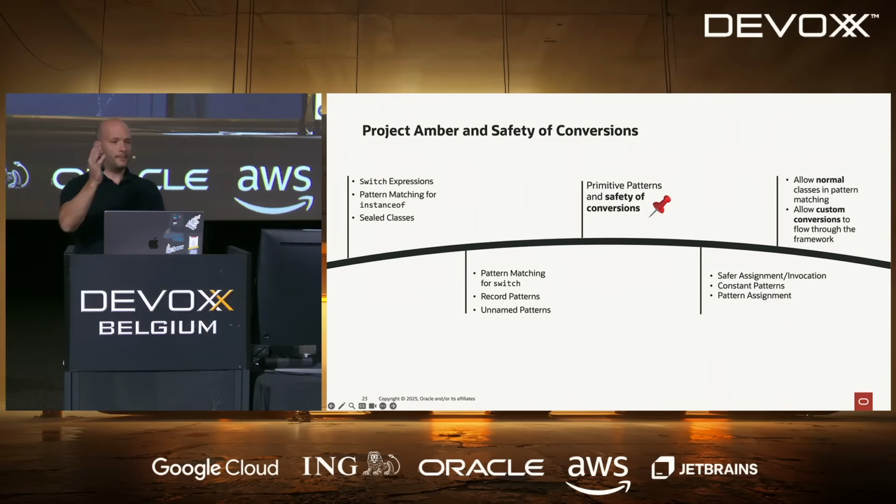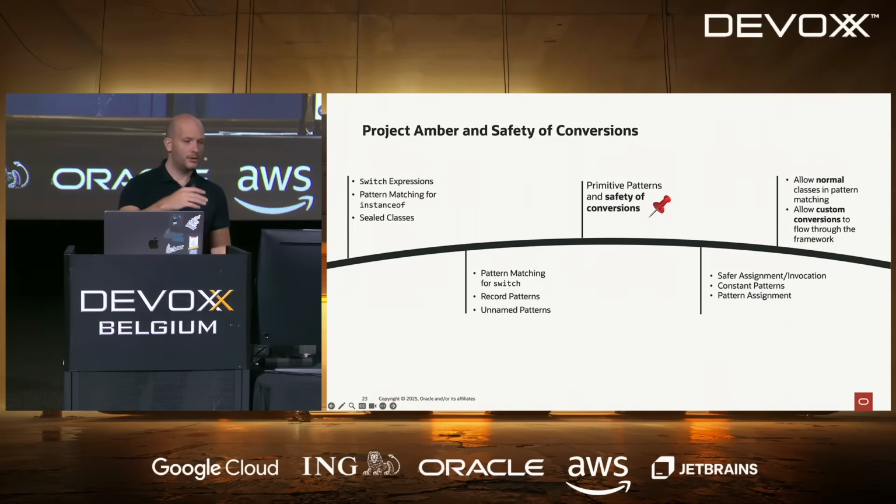So Project Amber, in the beginning, introduced switch expressions, pattern matching, for instance, of sealed classes, then pattern matching for switch, record patterns, unnamed patterns recently. We are here now with primitive patterns. This is a proposal to introduce primitive patterns. It captures the whole idea around the safety of conversions, and the three potential futures that I showed you in the previous slide are the second to last here.